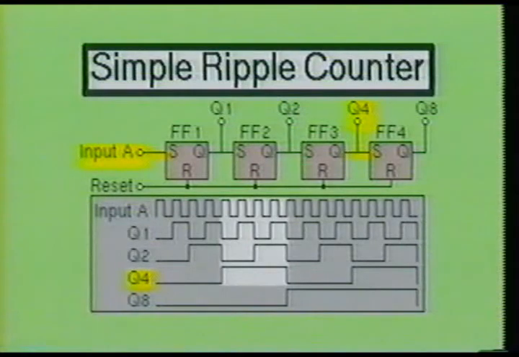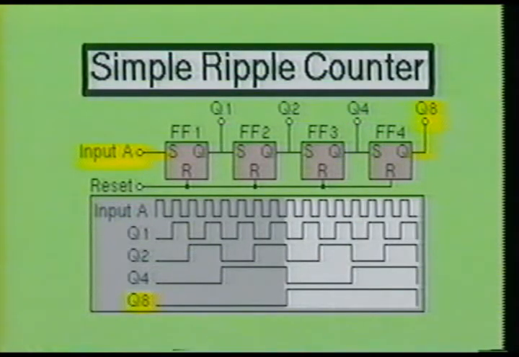Next, the high output of flip-flop 3 is fed into the input of flip-flop 4. As you can see on the waveform, the output of flip-flop 3 will remain on for one complete on-off sequence of flip-flop 2. Therefore, the output at Q4 will remain on for 4 complete clock pulses.